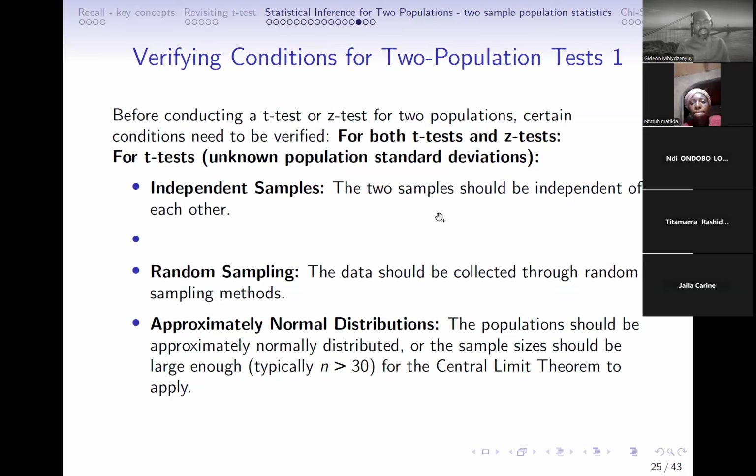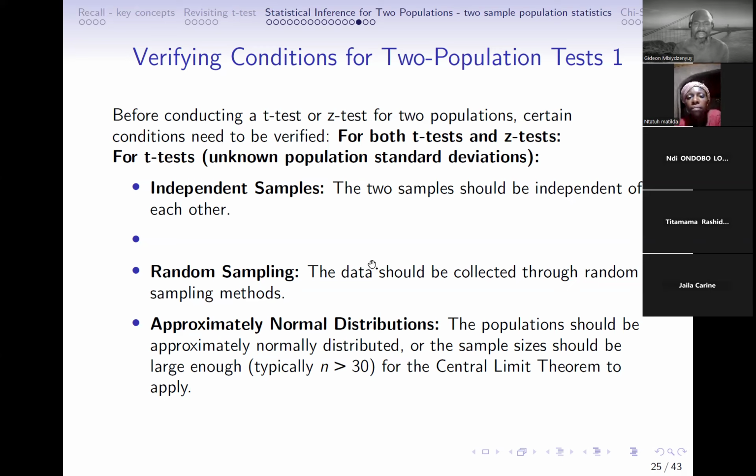Sorry about that. So I was saying that for us to apply the two population test, it is important that the two samples are independent. And I was trying to explain the meaning of that. More to that, we want the samples to be random. So data should be collected through a random sample method, which we've also discussed, what it means.